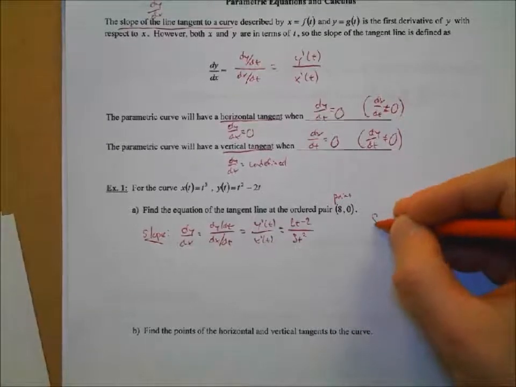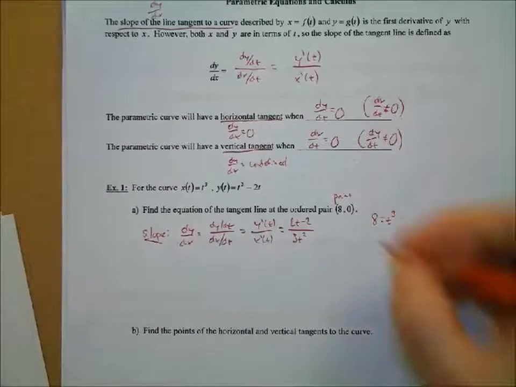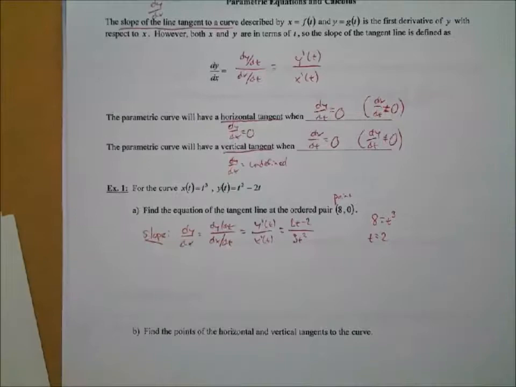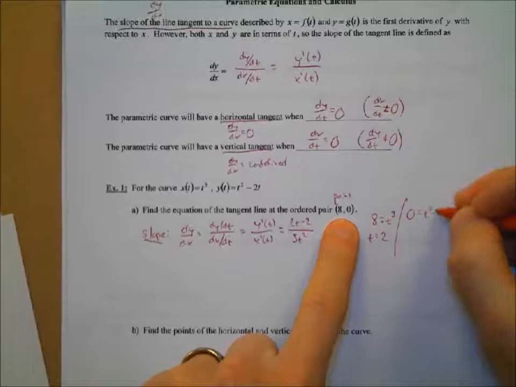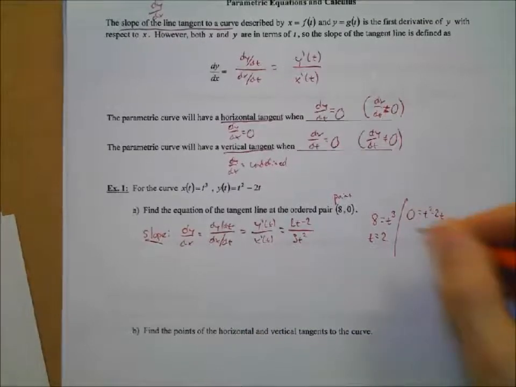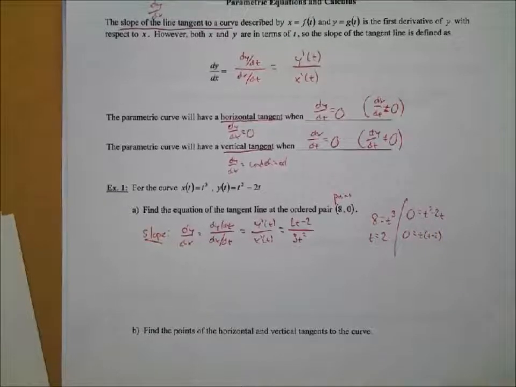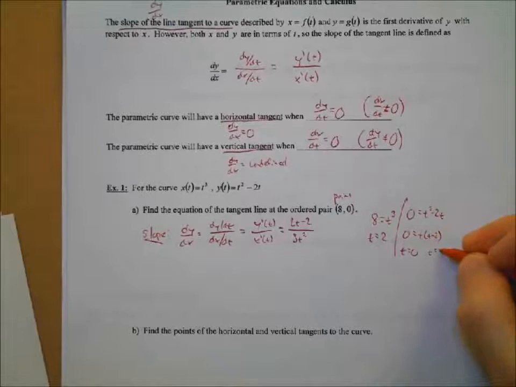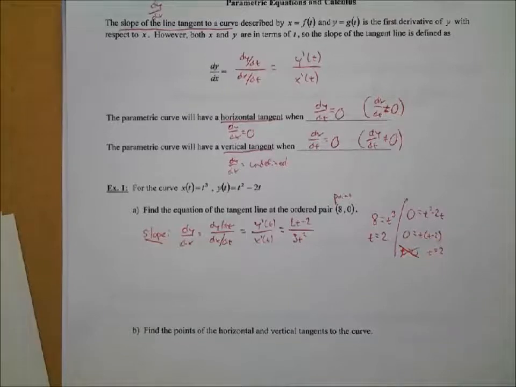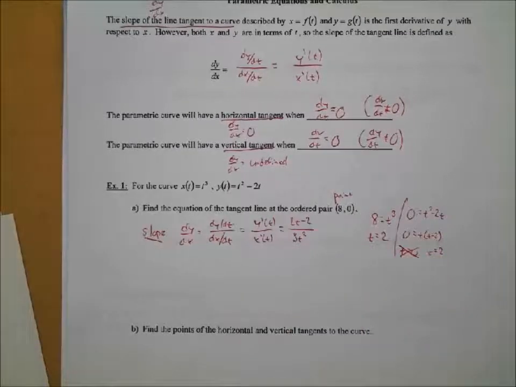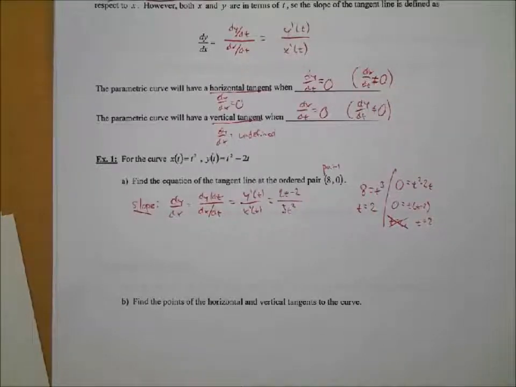So if we take that 8 and set it equal to our x parameter of t cubed, we can cube root both sides and see that t is 2. Or alternatively, if we chose to use 0 here, we could say 0 equals t squared minus 2t. We can factor a t, and we get t equals 0 or t equals 2. We throw out t equals 0 because it's not in agreement here. We want both of these to be the same time, so we use t equals 2.